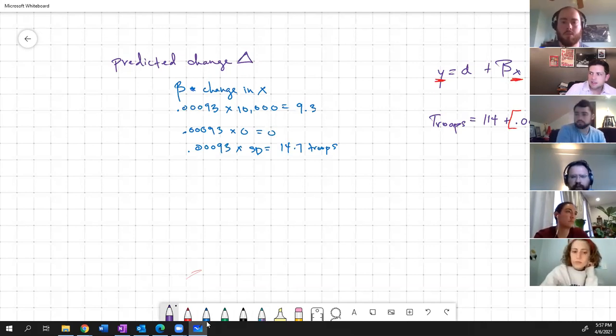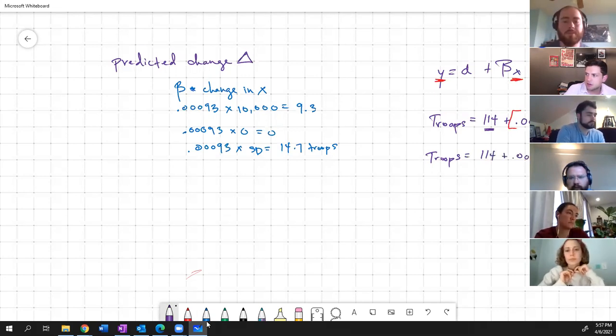Right? It's the same as if you solved this equation including the constant term for 2 different numbers. So you could do, right, troops equals 114 plus 0.00093 times, let's just pick a number like 50. And then you solve it again for 10,000 more than 50, right?